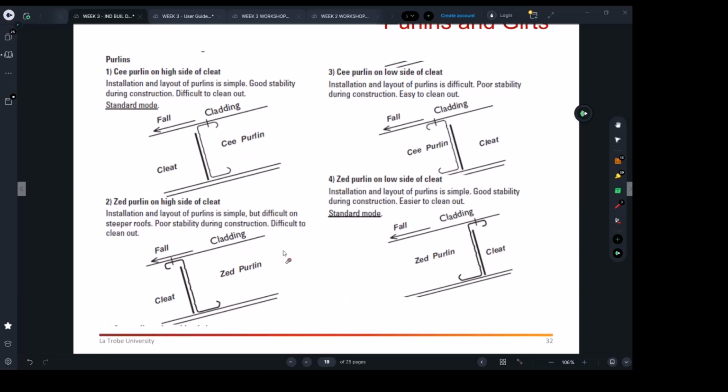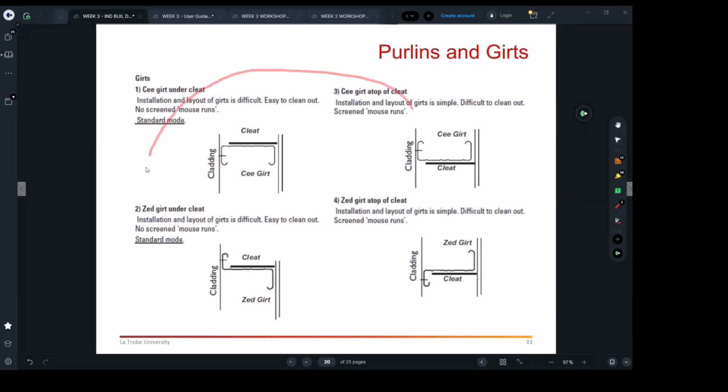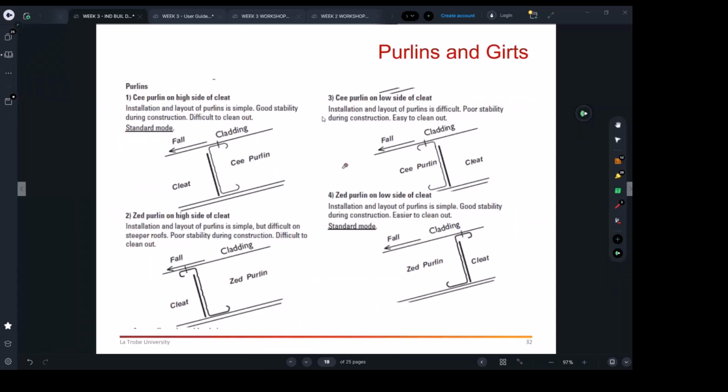And as you can know, when you have a steeper roof, it's going to be more difficult to place the purlins or channels than having a flat roof. And then that's where you may be stuck in using the stability reason, because it's easier. Same thing I was talking to you about the girts, same story with the girts. So that was here about the purlins.